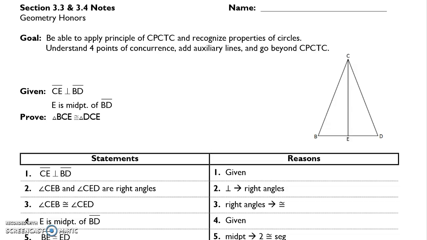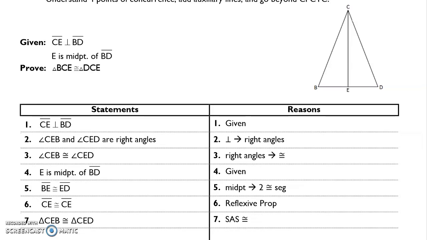But what we're going to cover is something called the principle of CP/CTC, which we'll define here shortly, using it in our proofs. We're going to talk about and recognize a property of circles that we all already know, and then we're going to take our understanding of certain concurrencies and auxiliary lines within triangles to go beyond this CP/CTC. So without further ado, let's take a look at a proof that's already done, and it's a complete proof.